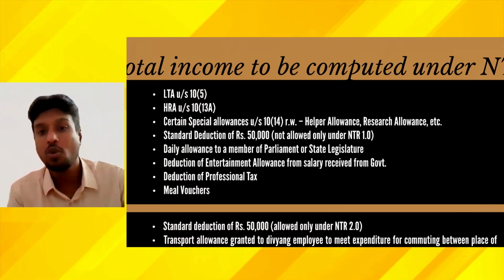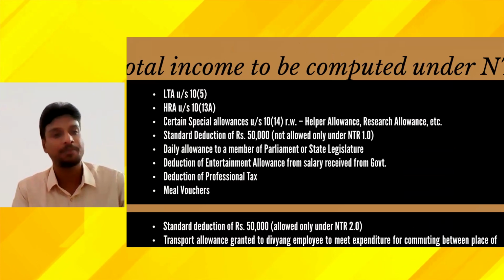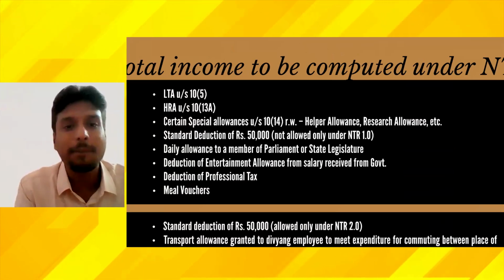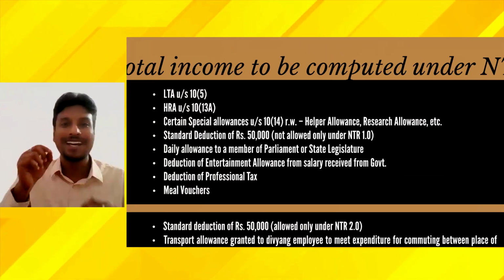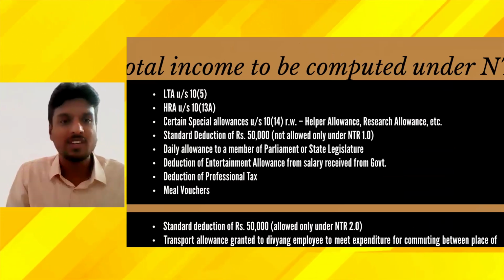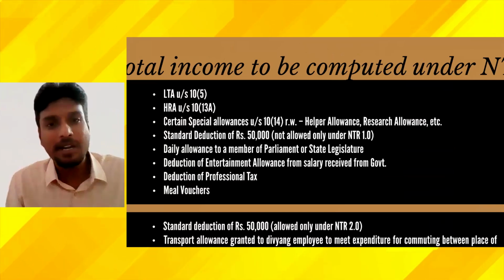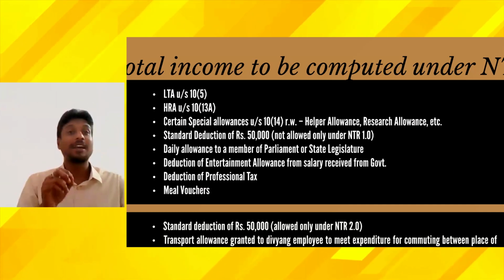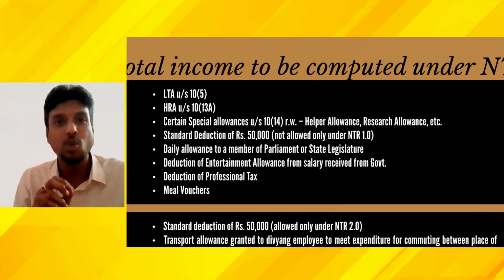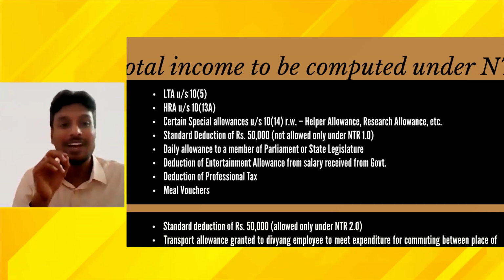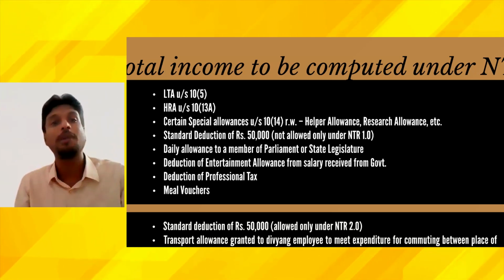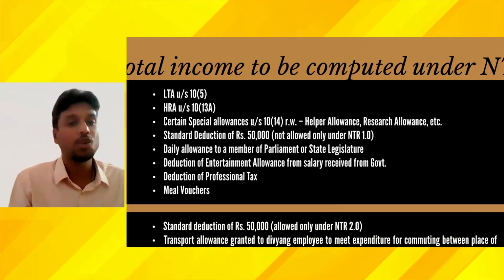That means under new tax regime 2.0 they have allowed this standard deduction. Daily allowance to a member of parliament or a state legislature is not allowed. Deduction of entertainment allowance from salary received from government: earlier, there was section 16 subsection 2, which gave deductions for entertainment allowance for government employees, which is not allowed under new tax regime.